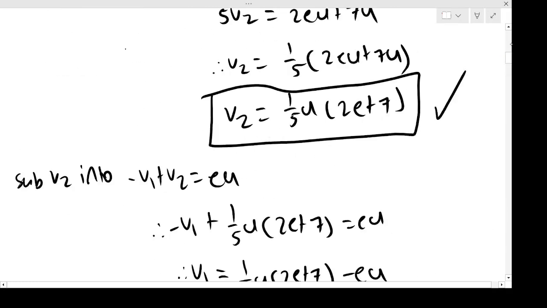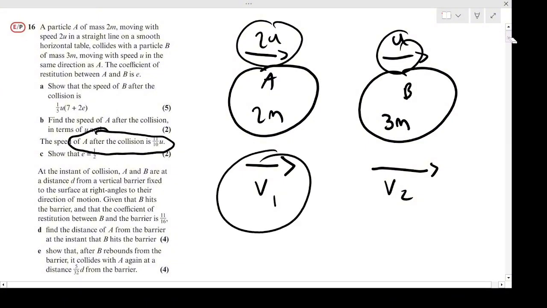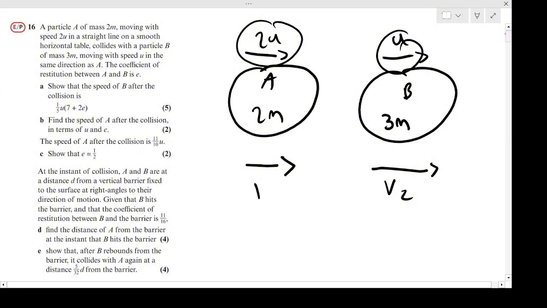That's indeed what we got. Okay, so we should be on the right lines. Okay, I found the speed for A. Then it says the speed of A is actually 11/10 U. We need to show that E is a half. So it tells me that V1 for A should actually be 11/10 U.